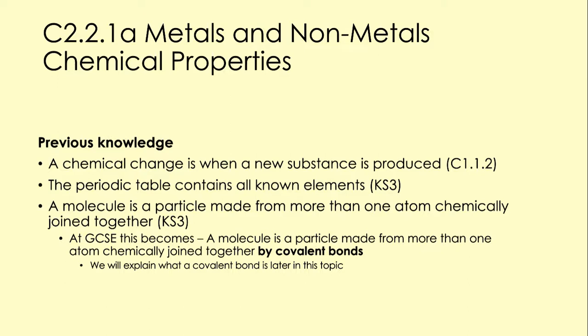So at GCSE, we need to sharpen this definition up a bit. It needs to be a bit more specific. A molecule is a particle made from more than one atom chemically joined together. So the first part was correct, but we just need to add this last bit: by covalent bonds. Because as we'll see in the next few lessons, you can have covalent bonds and you can have ionic bonds, and in a molecule, it's covalent bonds. We're going to explain what that is later in the topic, so we don't need to worry about that now.